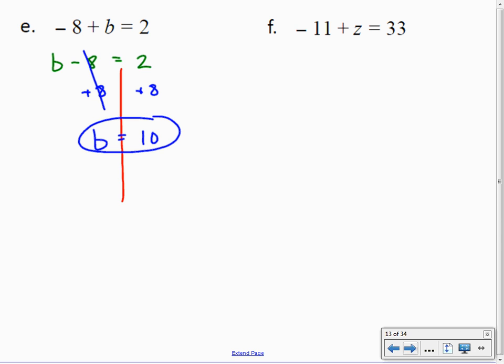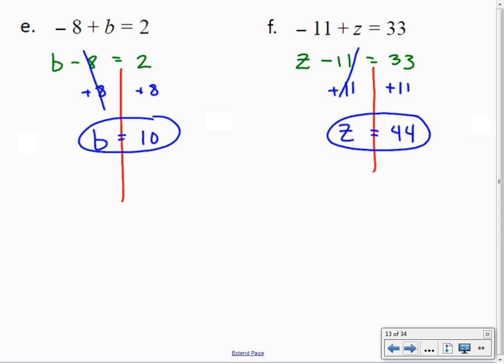Same thing for example F. Negative 11 plus z is the same as a positive z minus 11. So now I can split it into two sides. I'm isolating z, so I'm going to add 11 to each side, leaving me with z is equal to 44.